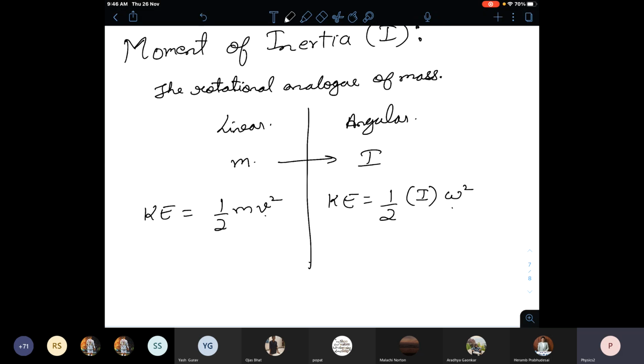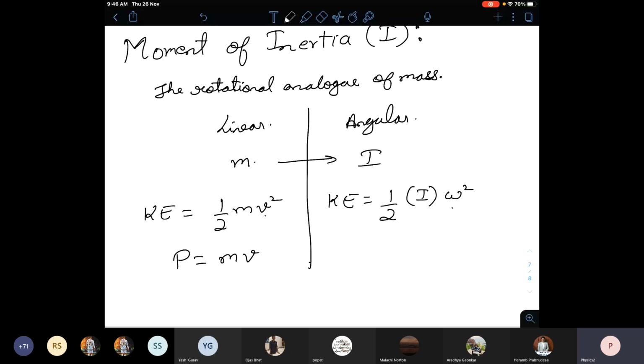Like suppose force is there, force is written as mass into acceleration. But let's not write force now, we will learn about that. Let's talk about momentum. Linear momentum is written as mass into velocity. Yes, linear momentum is mass into velocity.